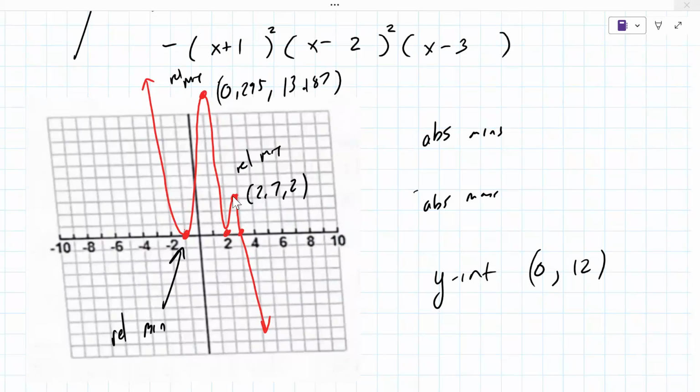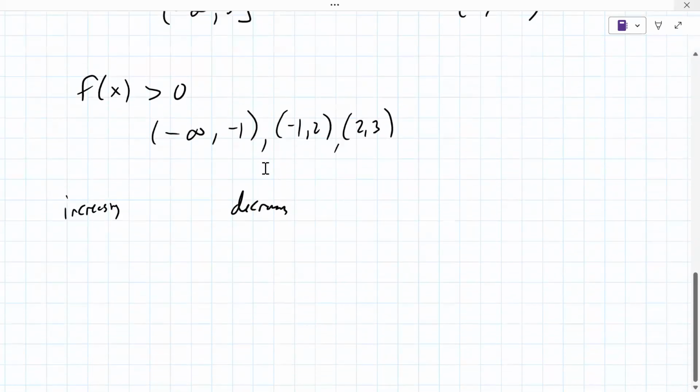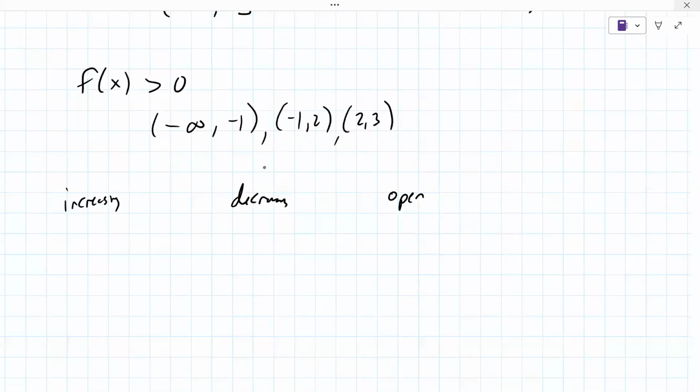2.7 for that last one, not three. Whenever it starts going down, that's when it starts decreasing. Should be 2.7 for that last interval. The other thing is that these are always open intervals. They're always with parentheses, whereas the other one could be one or the other. Is that okay? Yeah. All right.